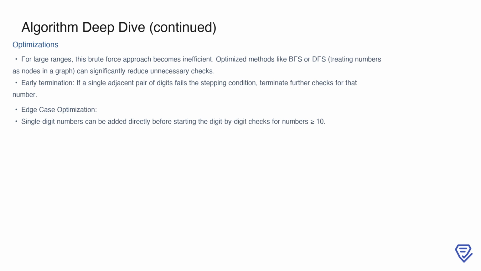Additionally, we can implement early termination during the digit check process. If any pair of adjacent digits fails the stepping condition, we immediately stop checking the rest of the number. For edge case optimization, single-digit numbers can be directly added to the result list before initiating checks for numbers greater than or equal to 10. These optimizations help make the algorithm more efficient while maintaining accuracy.